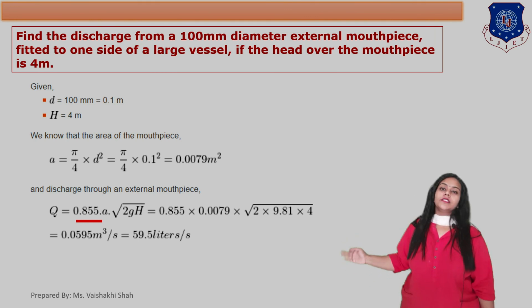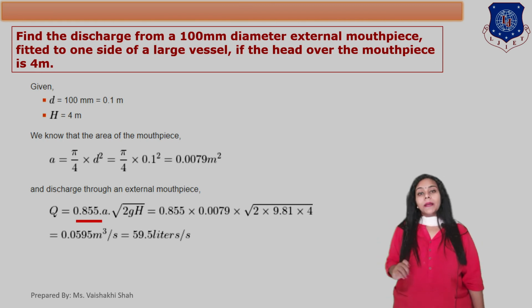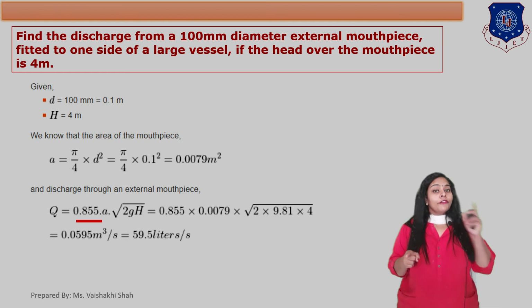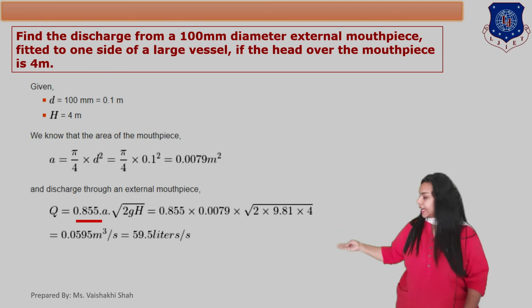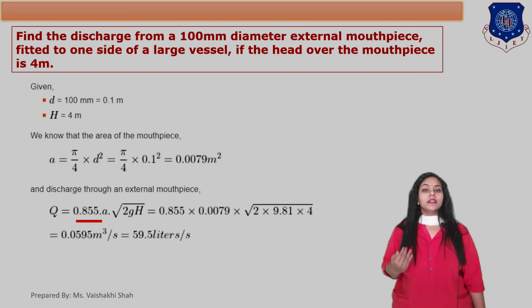This discharge is from an external cylindrical mouthpiece, and remember the value of CD, the coefficient of discharge, for an external mouthpiece only, that is 0.855. This value can be changed for an internal mouthpiece.